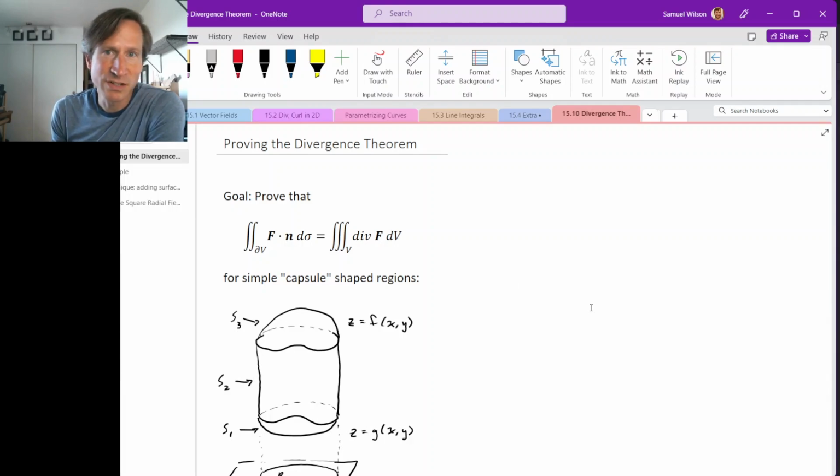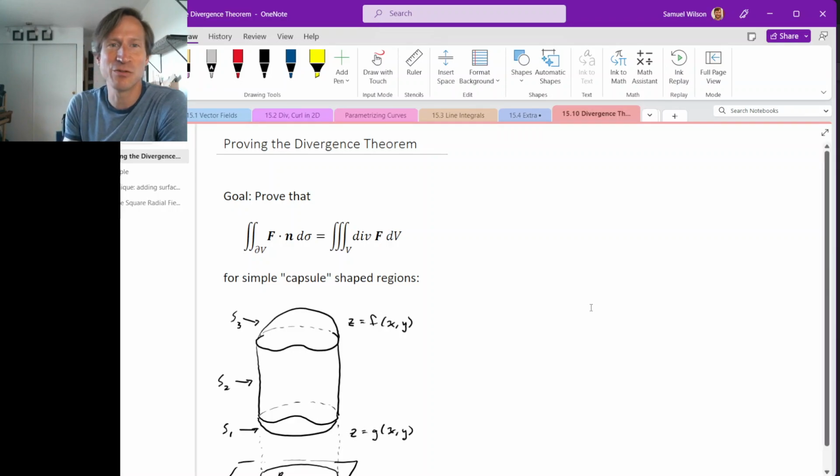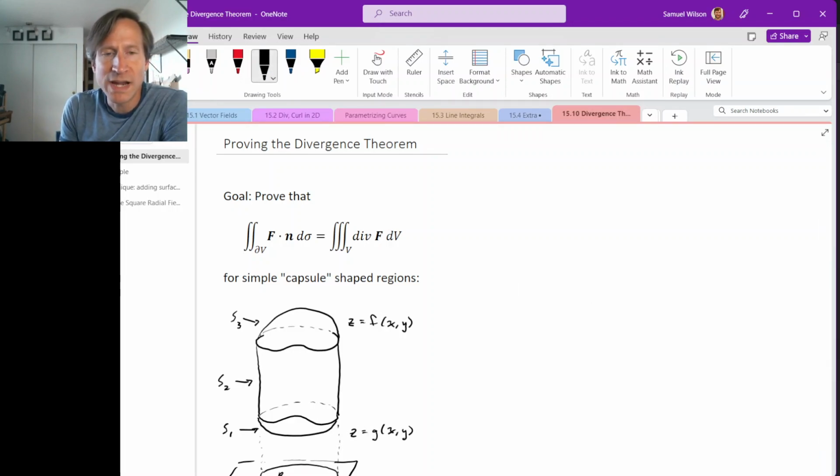All right, so based on the overall structure of how vector calculus is working in 3D, we have this guess for something that feels like it ought to be true: that the surface integral over the boundary of a volume of a vector field ought to be equal to the integral of the divergence of that vector field over the interior of the volume itself. And we worked out an example of this and observed that yes, indeed, these two things are actually equal.